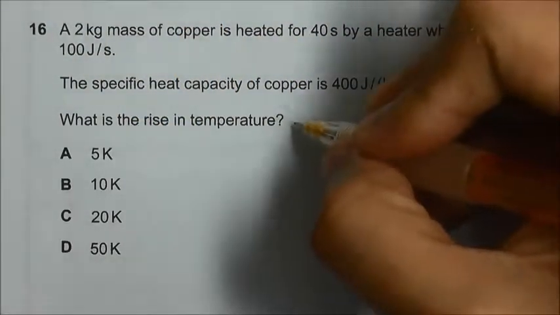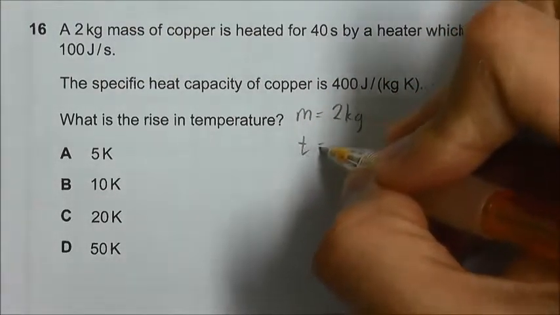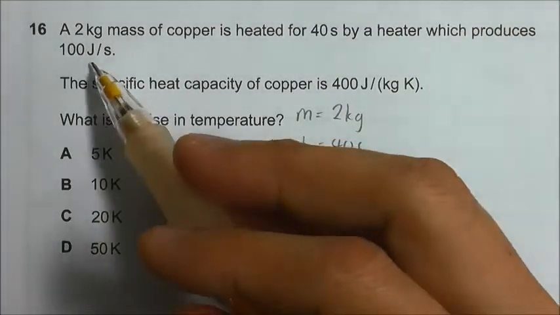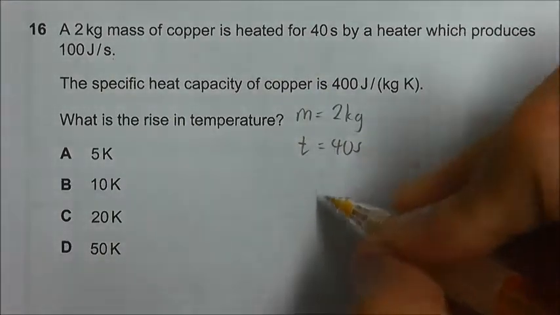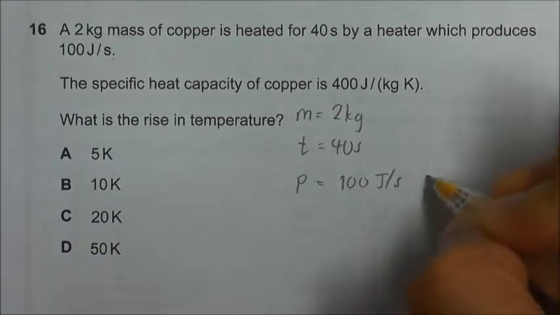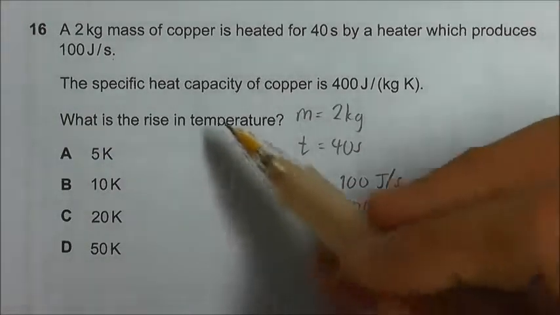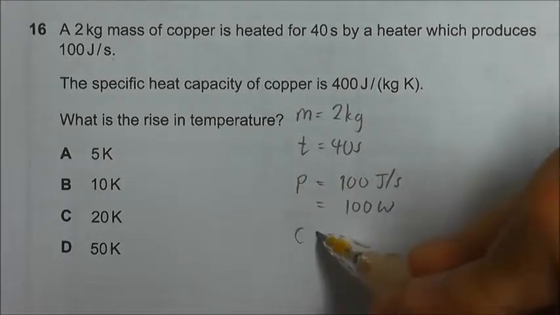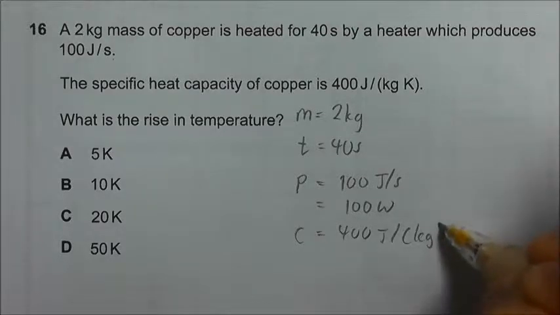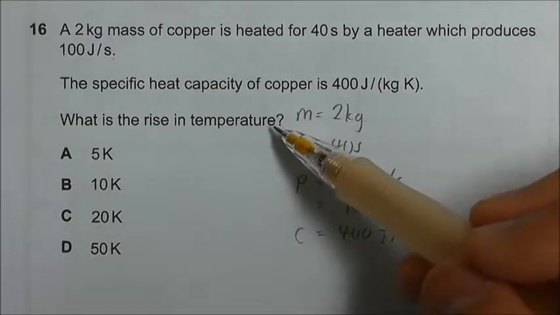Okay, in this question, we are given that the mass is 2 kg and the time of heating is 40 seconds and the power, which is joules per second, is 100. And this is equivalent to 100 watt. And the specific heat capacity of copper is 400 joules per kg per Kelvin. Okay, so we want to find out what is the rise in the temperature.